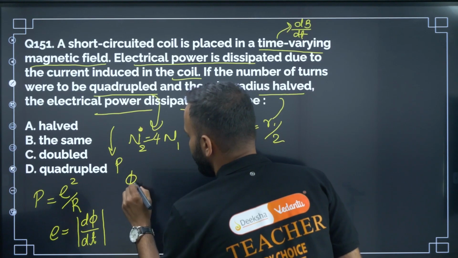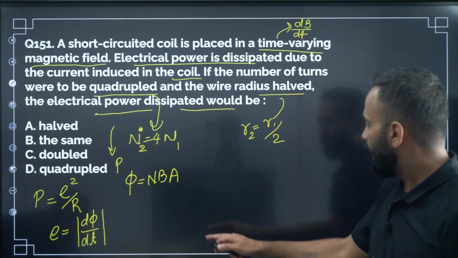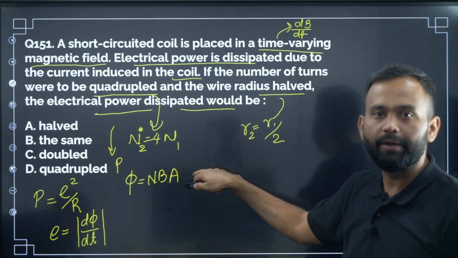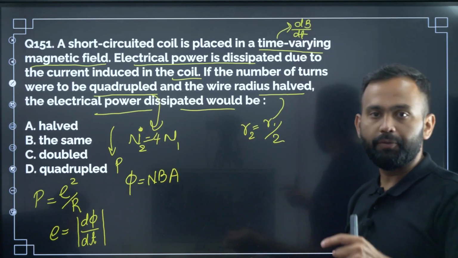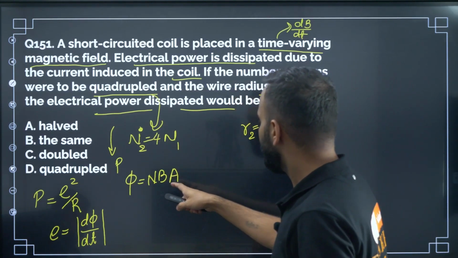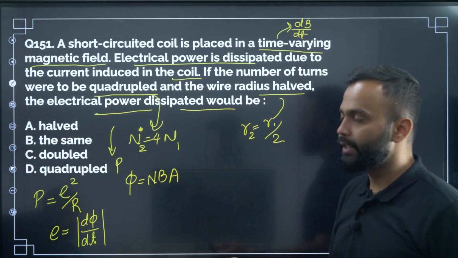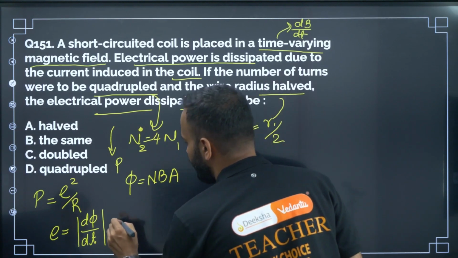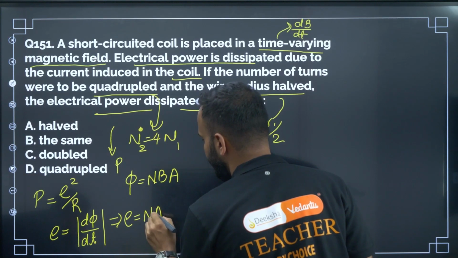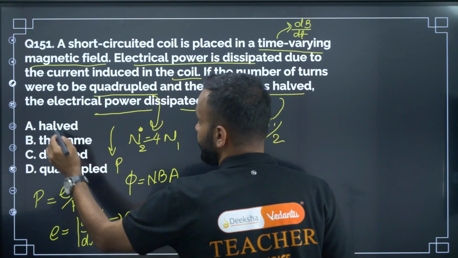So phi, that is magnetic flux, is equal to n into b into a, actually n into b into a cos theta, theta is angle between magnetic field vector, that is b, and area vector a, right? The angle between b and a is 0 degree because both are in same direction. So that's why theta is 0 degree, cos 0 degree is 1. So phi equal to n into b into a, right? So now E, that is induced EMF, is equal to n into a into dB by dt, right?